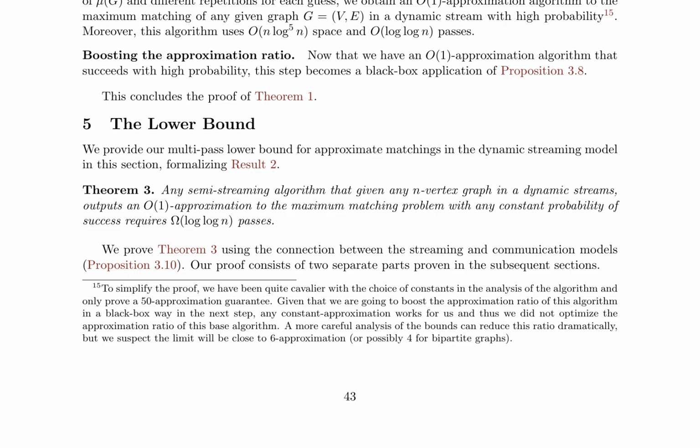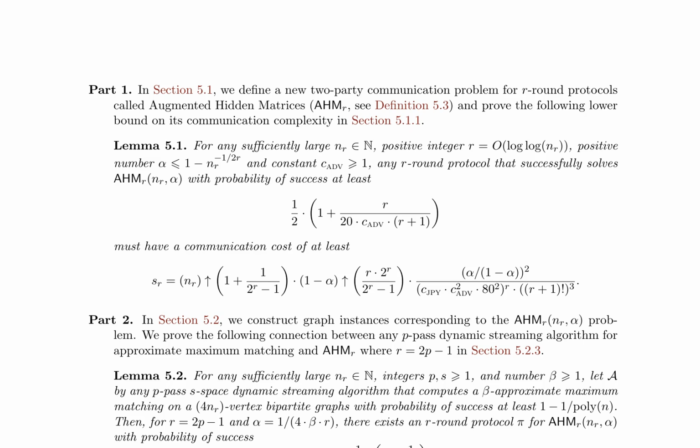The authors show that with high probability, their algorithm can find a matching that is at least half the size of the maximum matching. The paper also presents a lower bound on the number of passes required by any semistreaming algorithm to approximate the maximum matching problem with high probability. This lower bound is achieved through a connection between the streaming and communication models, using a new two-party communication problem called augmented hidden matrices, AHM.